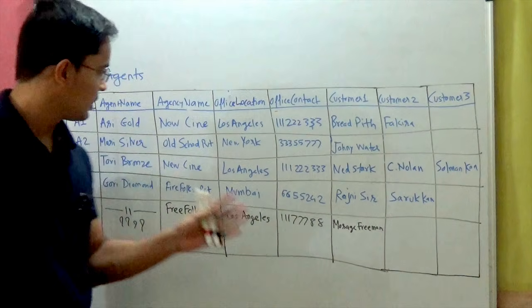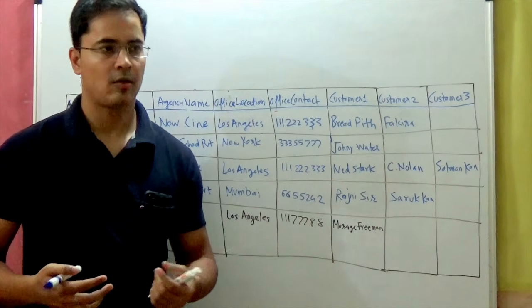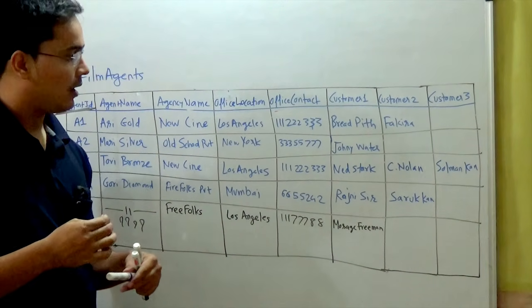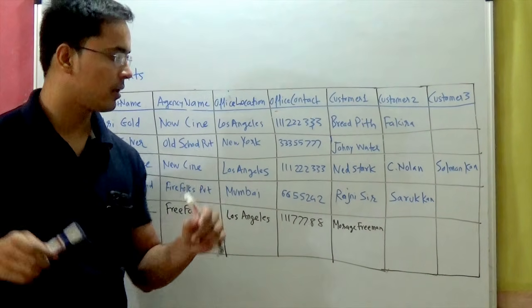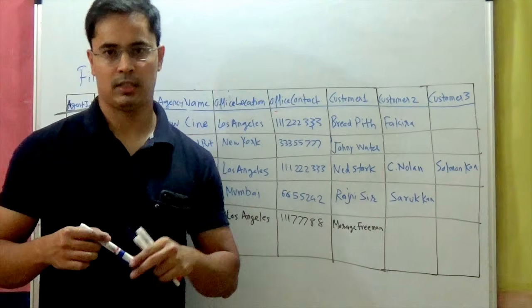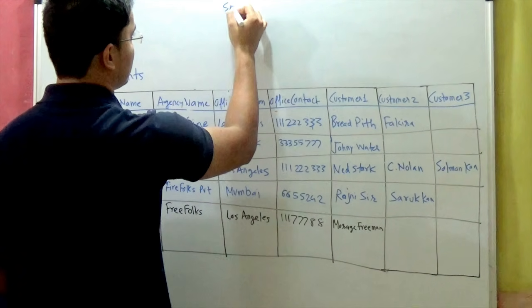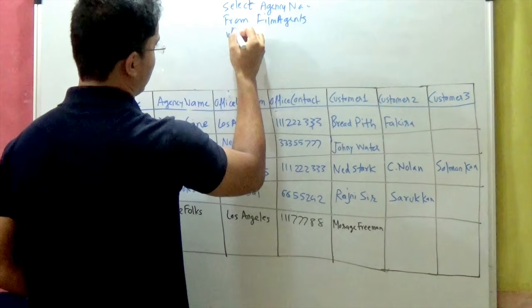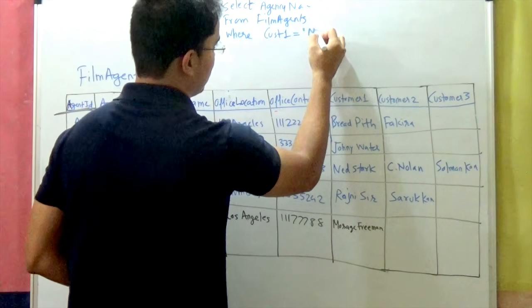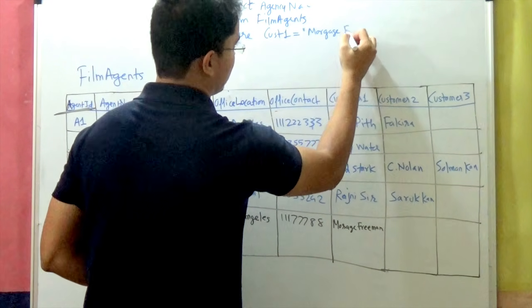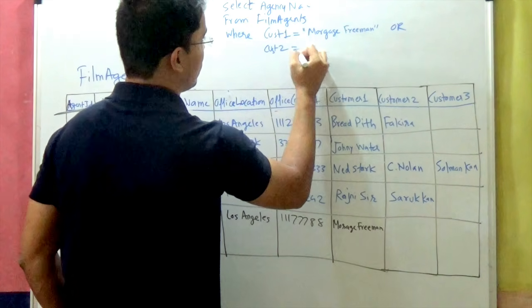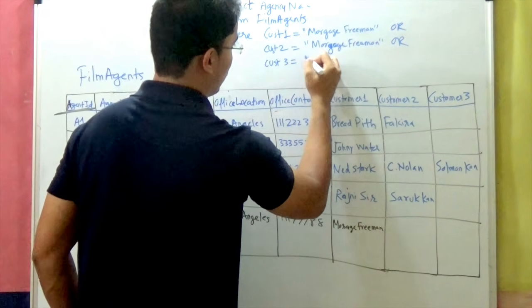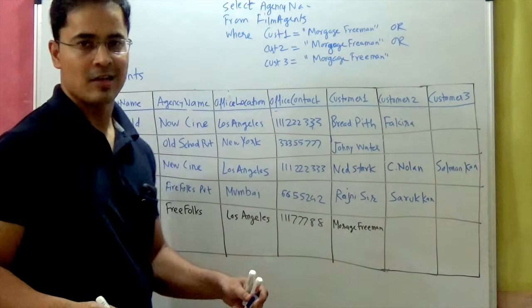There's one more issue with this denormalized table. Although we don't have something called a read anomaly, let's suppose I want to find which agency is working for Mortgage Freeman. So how do I write the query? Select agency from film agents table where customer 1 equal to Mortgage Freeman, or customer 2 equal to Mortgage Freeman, or customer 3 equal to Mortgage Freeman, right? So this looks like a silly query.